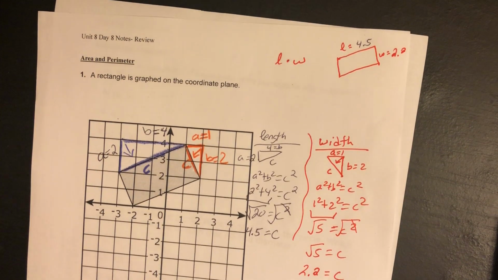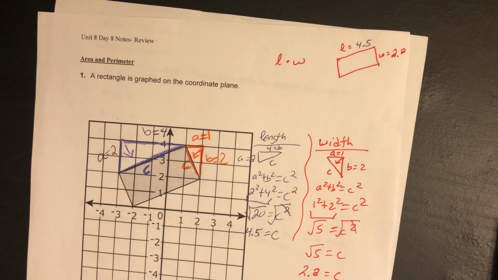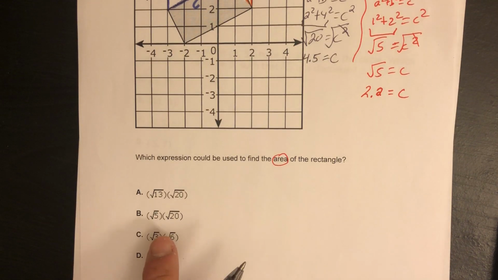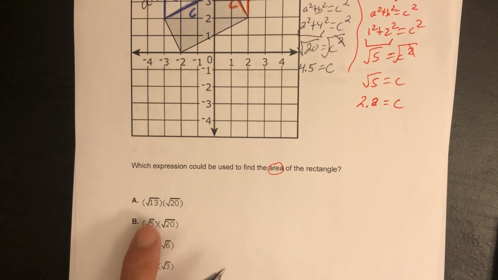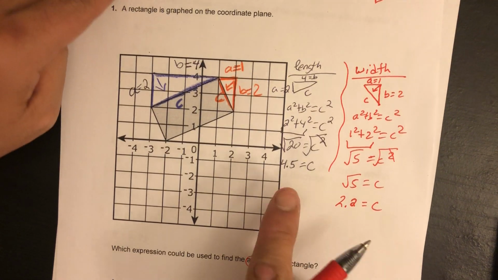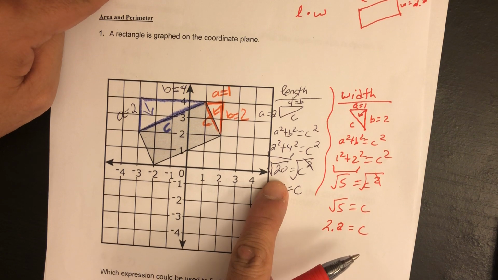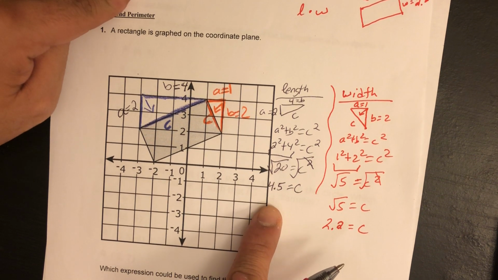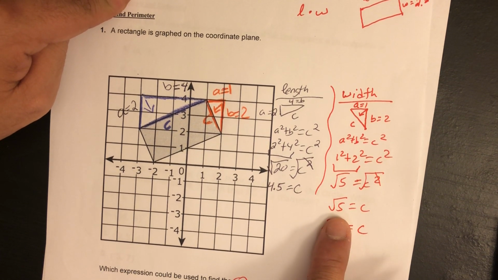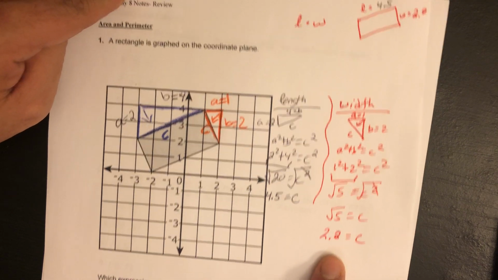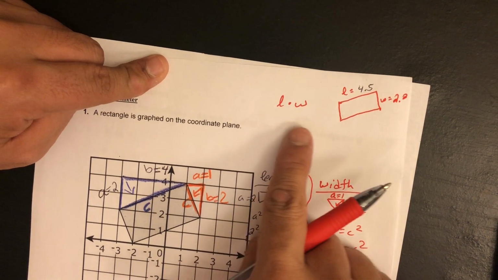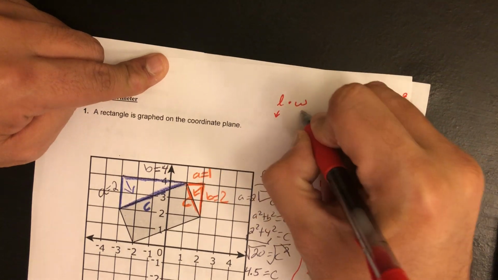Okay? So here's the thing. If you notice down here, your answer choices are basically in square root form. We know that the length is square root of 20, which is also known as 4.5. For the width, we know it's the square root of 5, which is the same thing as 2.2. So if we're finding the area of this rectangle, we can write this out 2 different ways.